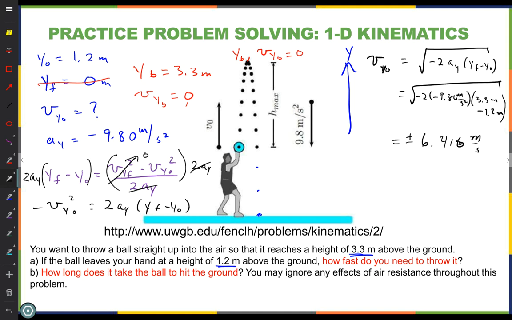Should I throw it up or down? I could swear I heard somebody say, throw it down. To get up to 3.3, I'm going to have to throw it up. So it'd be positive, so I'd have the answer there, 6.4 meters per second.